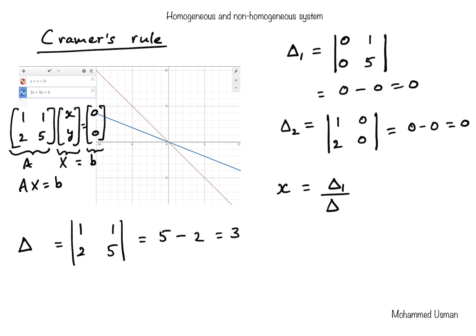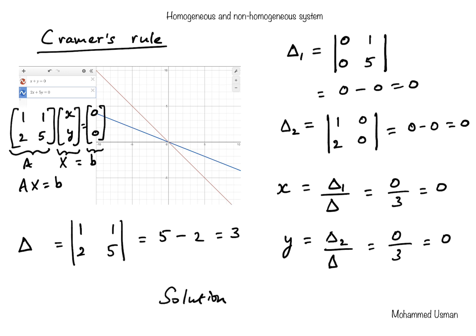So x is obtained as delta 1 by delta, which in this case is equal to 0 by 3, which is equal to 0, and y is equal to delta 2 by delta, which is also equal to 0 by 3, which is equal to 0. So the solution is x equal to 0, y equal to 0, which is nothing but the origin.